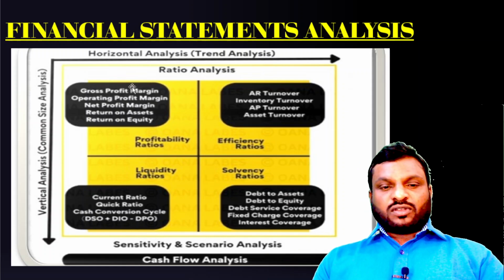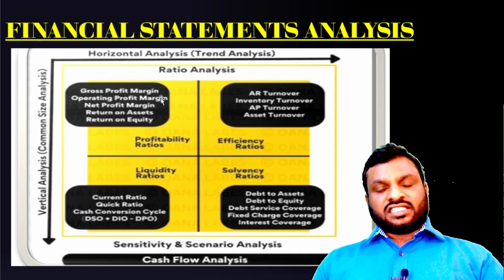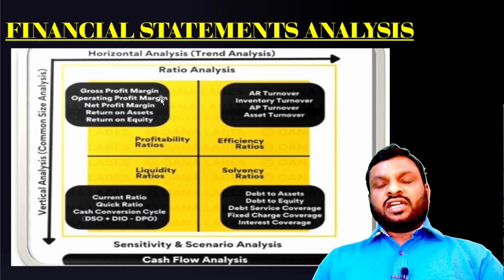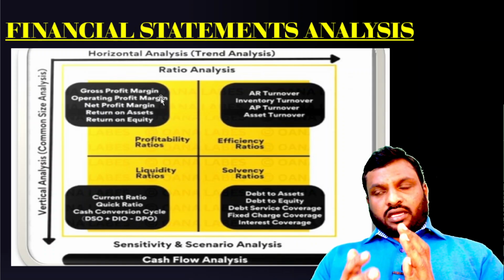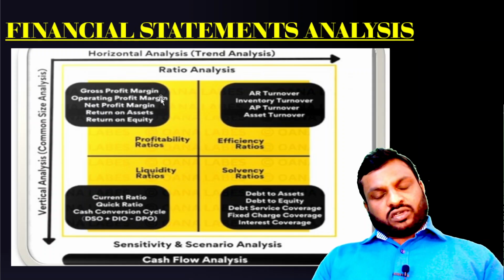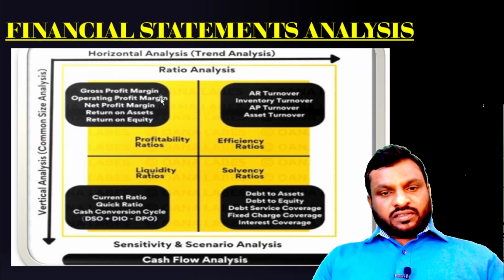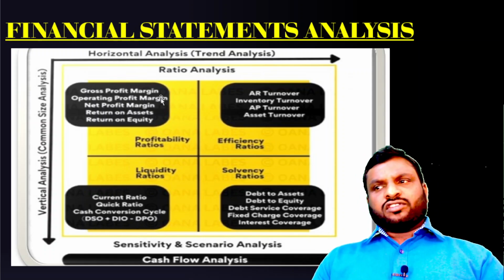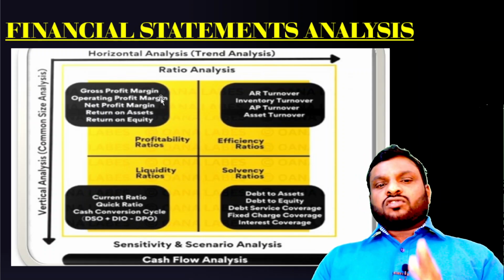See, there will be two types of analysis. One is horizontal analysis and the other is vertical analysis. Horizontal analysis is also called trend analysis. This is nothing but comparing one month over the previous month, one quarter versus the previous quarter, one particular accounting period versus the previous accounting period, comparing one entity with other entities also. This is called horizontal analysis.